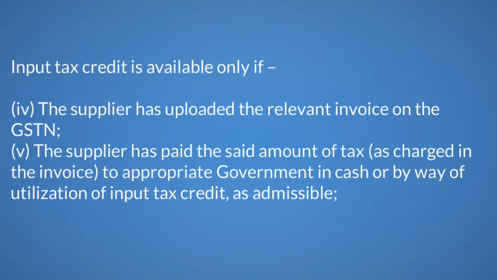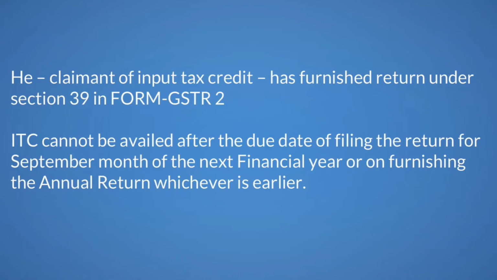4. The supplier has uploaded the relevant invoice on the GSTN. 5. The supplier has paid the said amount of tax, as charged in the invoice, to the appropriate government in cash or by way of utilization of input tax credit, as admissible. 6. He, the claimant of input tax credit, has furnished the return under Section 39 in Form GSTR-3B. ITC cannot be availed after the due date of filing the return for September month of the next financial year or on furnishing the annual return, whichever is earlier.